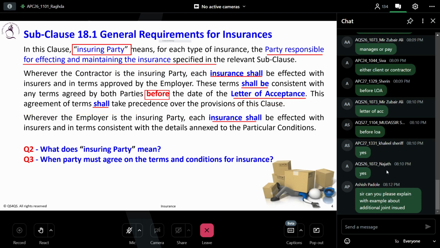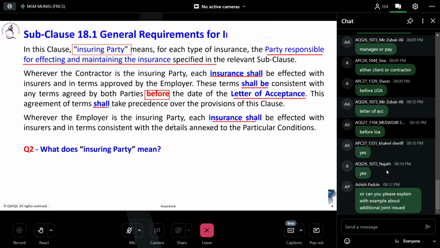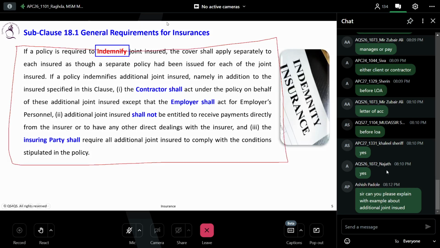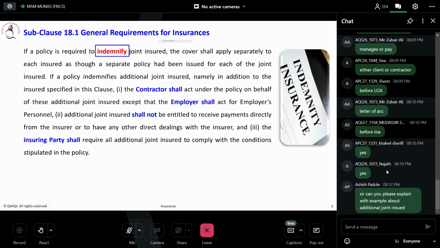Continuing, the next slide talks about joint insurance. That means both parties taking the insurance jointly. So these provisions are available in the contract: either the contractor does it, or the employer does it, or they both do it together. That's all this big subclause is explaining. Nothing specific.